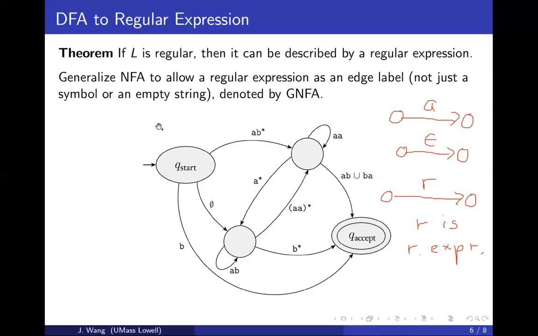For instance, here I have 4 states. From Q star to this state, it is A, B star. So AB star is a regular expression. So any of these, except this, are regular expressions.